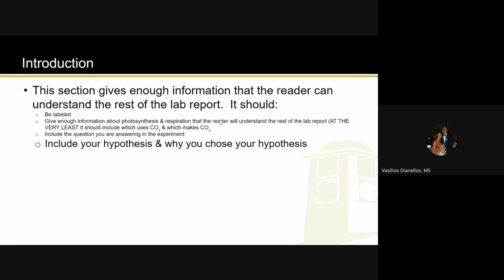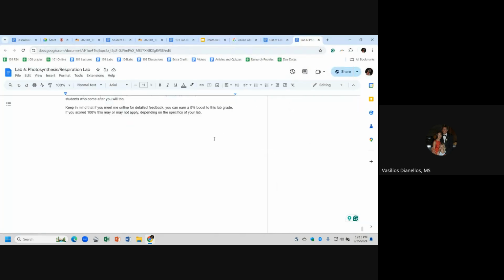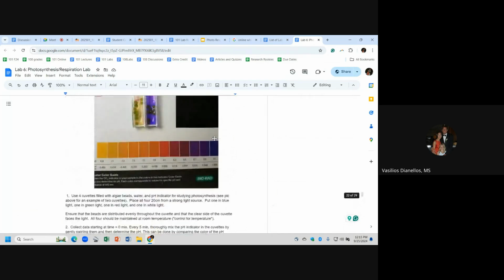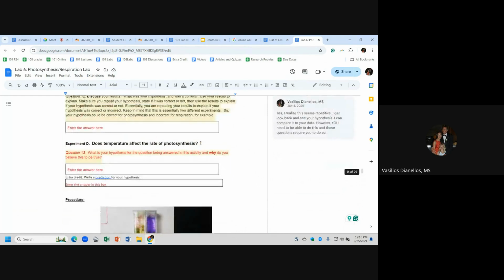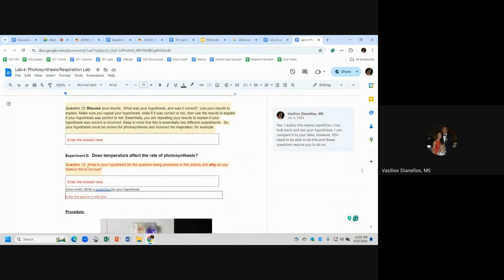And I should point this out too, really quickly. If you look at the lab, it's already there for you. You can copy and paste, right? For example, this one. What is your hypothesis? Does temperature affect the rate of photosynthesis? What is your hypothesis for this question? Why do you believe this to be true? So you've already done it, right? Once you've done a lab worksheet, here's your question, here's your hypothesis, and here's your reasoning for the hypothesis, right? So you can literally copy it and paste it into your lab report.